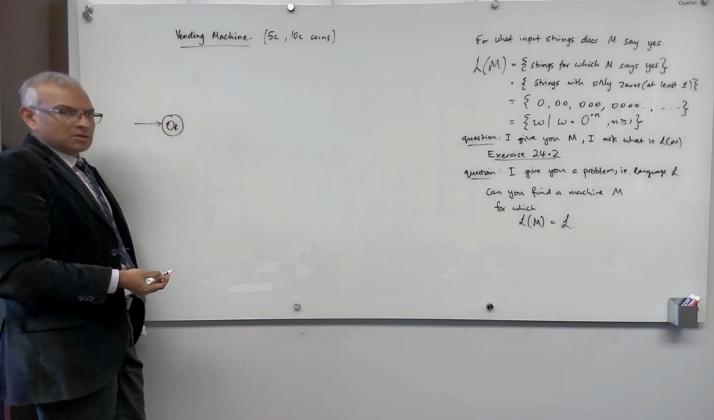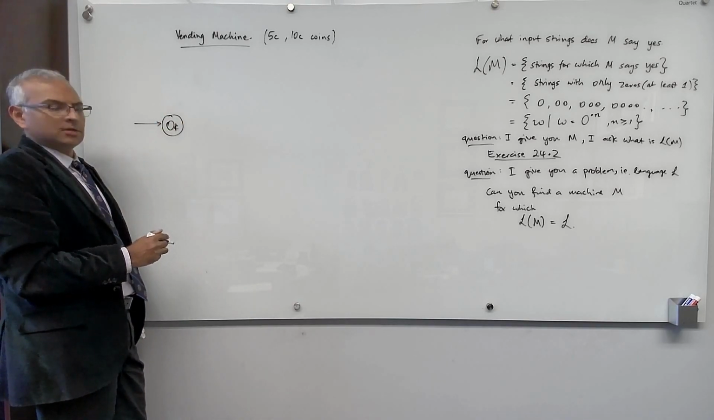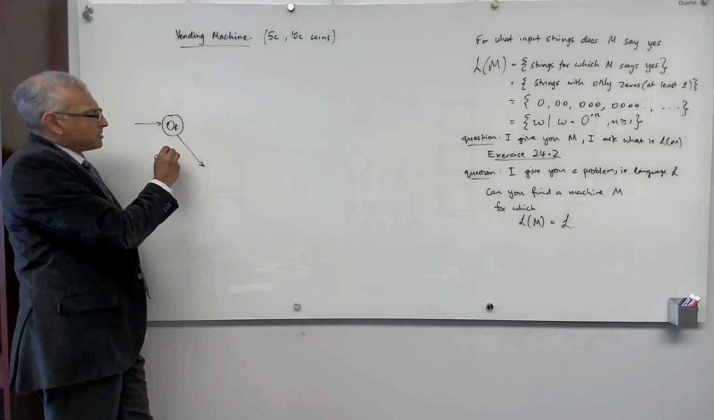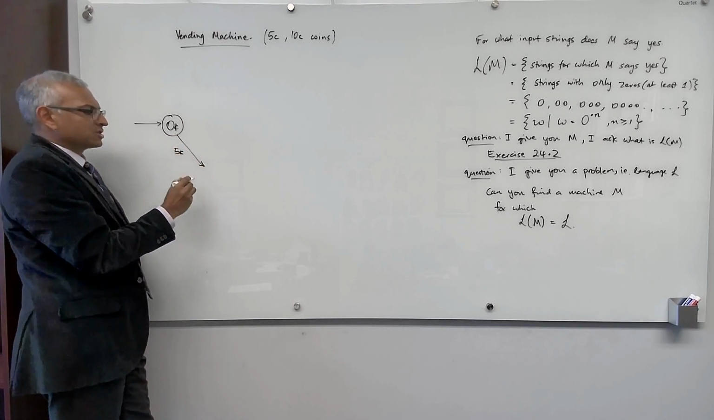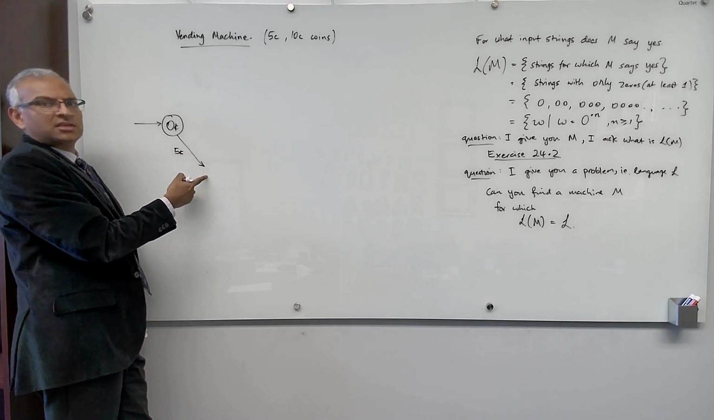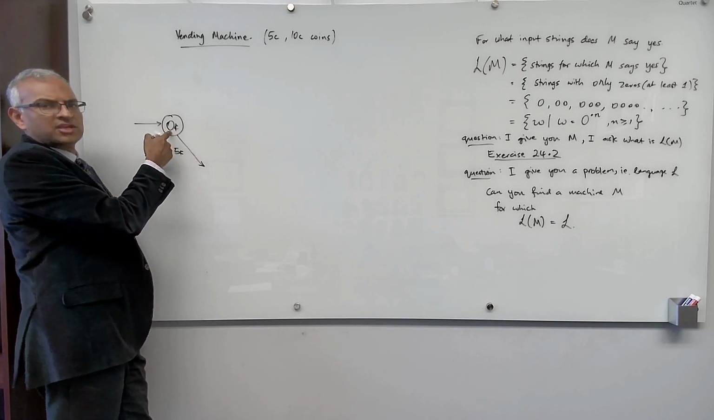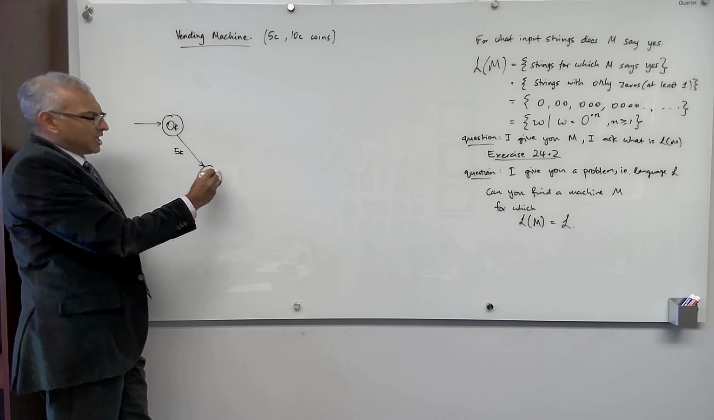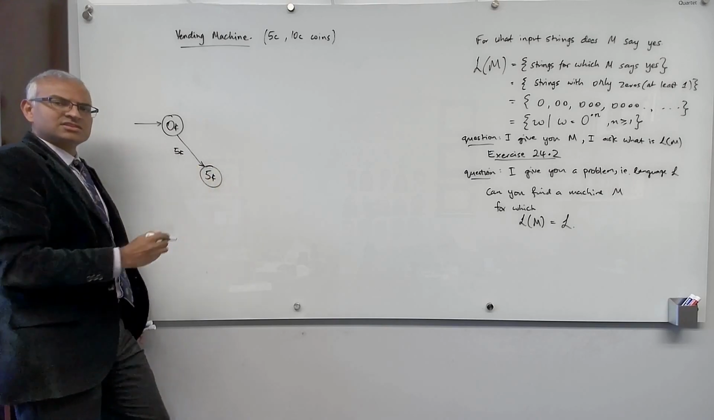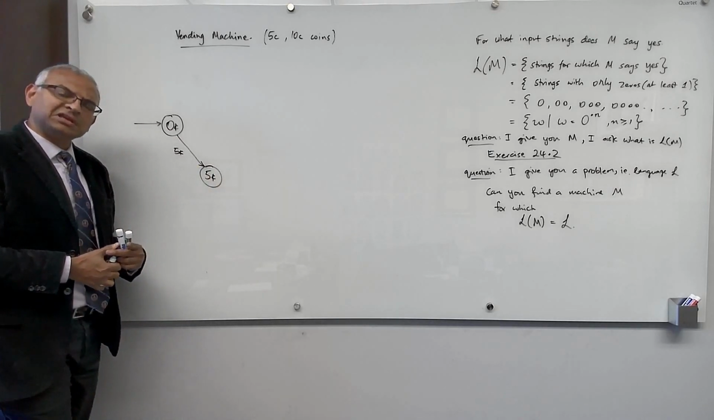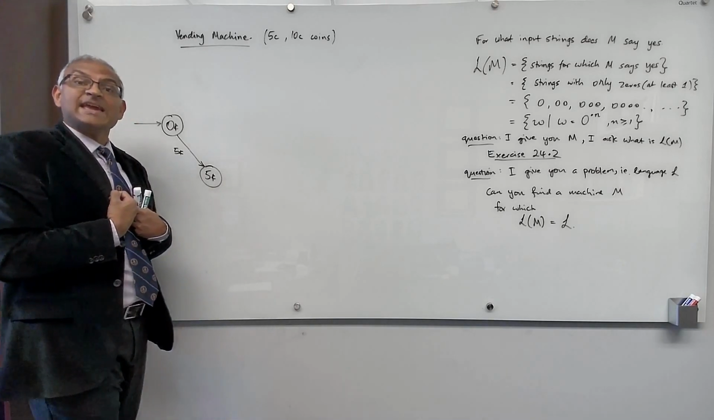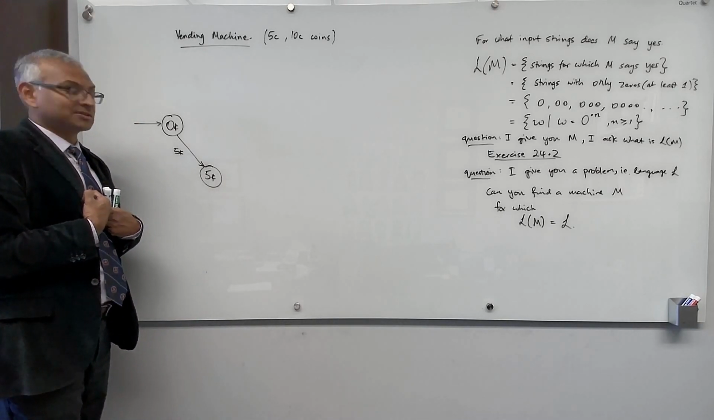Okay. If it gets a 5-cent coin, well, it should transition. What's the natural state into which it should transition? Well, I was in 0 cents. Now I've got 5 cents. So I have 5 cents in me. So think of the state of this machine that I'm building as storing how much money I have. How natural is that?